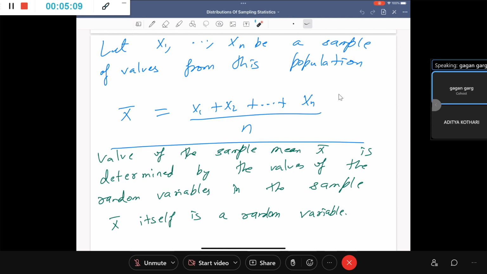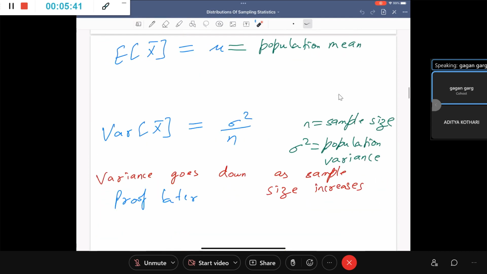So, different people may choose different samples. So, x1 to xn will differ each time we're doing the sampling, and x bar will differ. Why will x bar differ? Because x bar is a function of x1 to xn. So what we are saying is that x bar itself is a random variable. The point to note: x bar itself is a random variable. So then we can talk about its expected value and its variance.